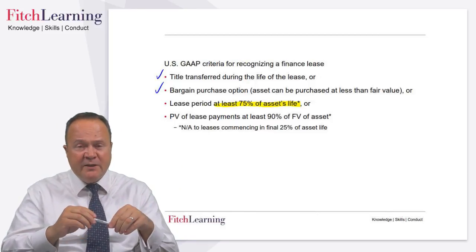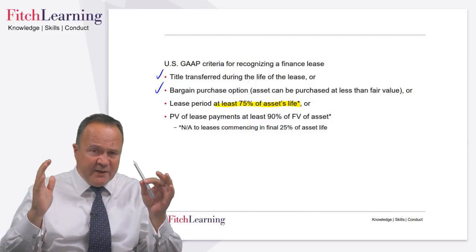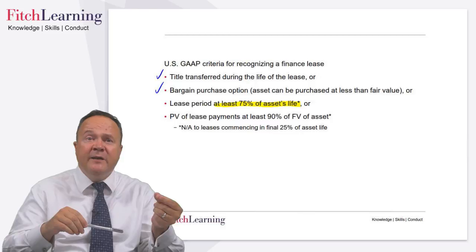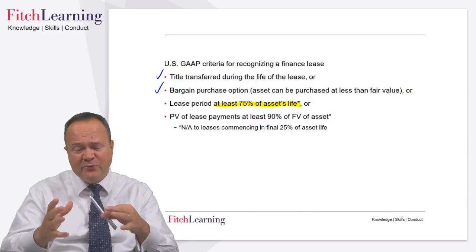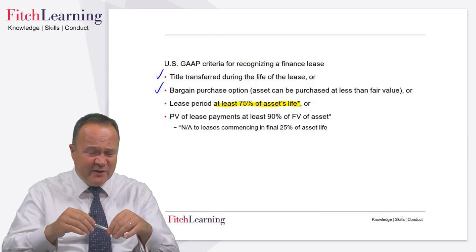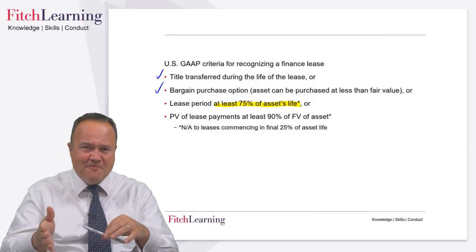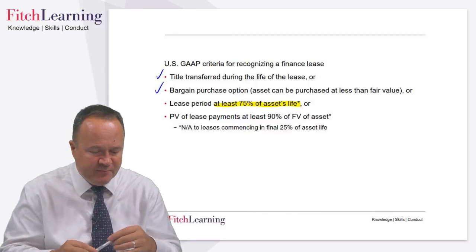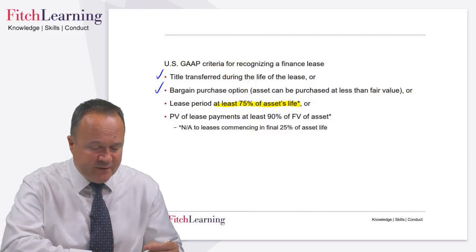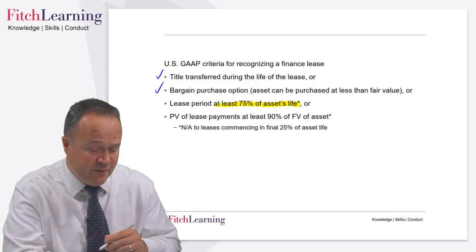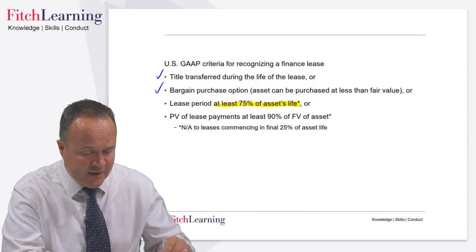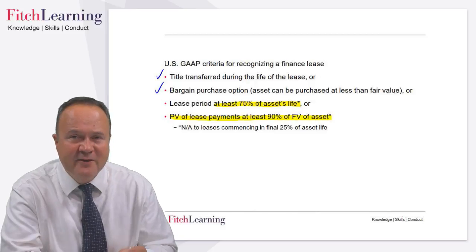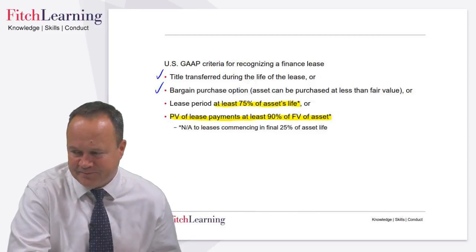The downside, I guess, is if you wanted to game it, you could have a lease arrangement which is for 74.99% of the asset's life. And that's always the problem with these clear-cut definitions. They're great for transparency and clarity, but you probably could game it if you wanted to. But anyway, there's our major part of life. And then the fourth one is a new criterion for US GAAP versus IFRS: if the present value of the lease payments is at least 90% of the fair value of the asset.